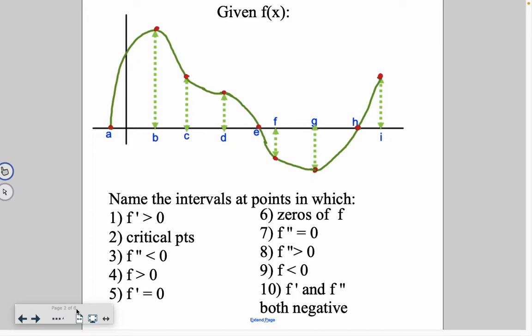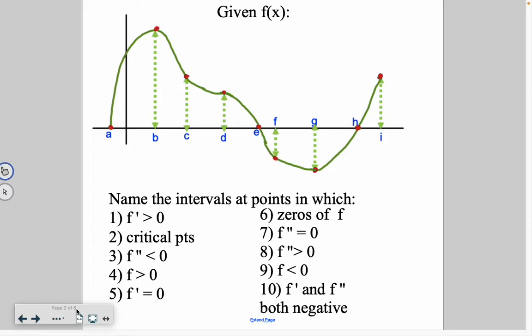Okay, we look at critical points. Remember, that's where you've got maximums, minimums, that kind of stuff. So if we take a look, a maximum at B, we've got a minimum here at G. D is kind of like a local maximum, if you will. It looks like a high point. There's your critical points there.